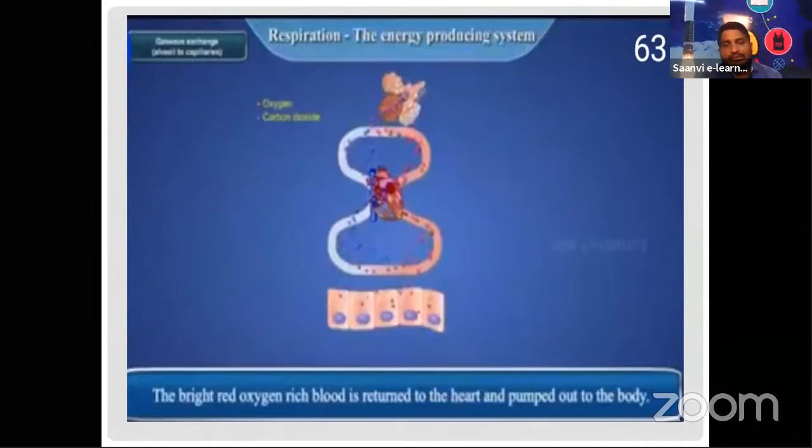Now see here, the bright red oxygen-rich blood is returned to the heart and pumped out to the body. It is shown on the screen. Please look at the screen. Here, oxygen and carbon dioxide are shown: the blue color is carbon dioxide and the red color is oxygen in the figure.